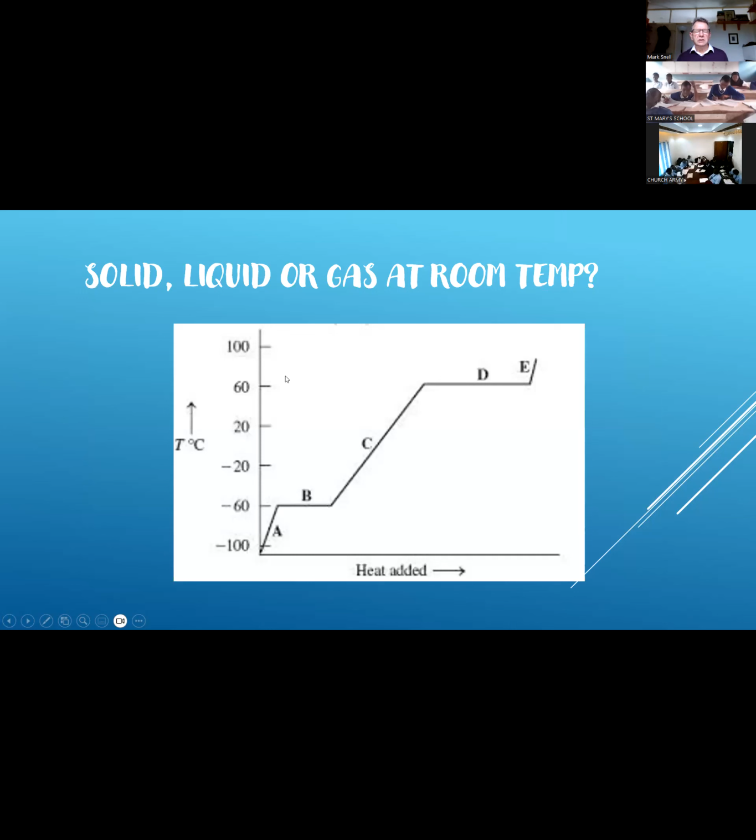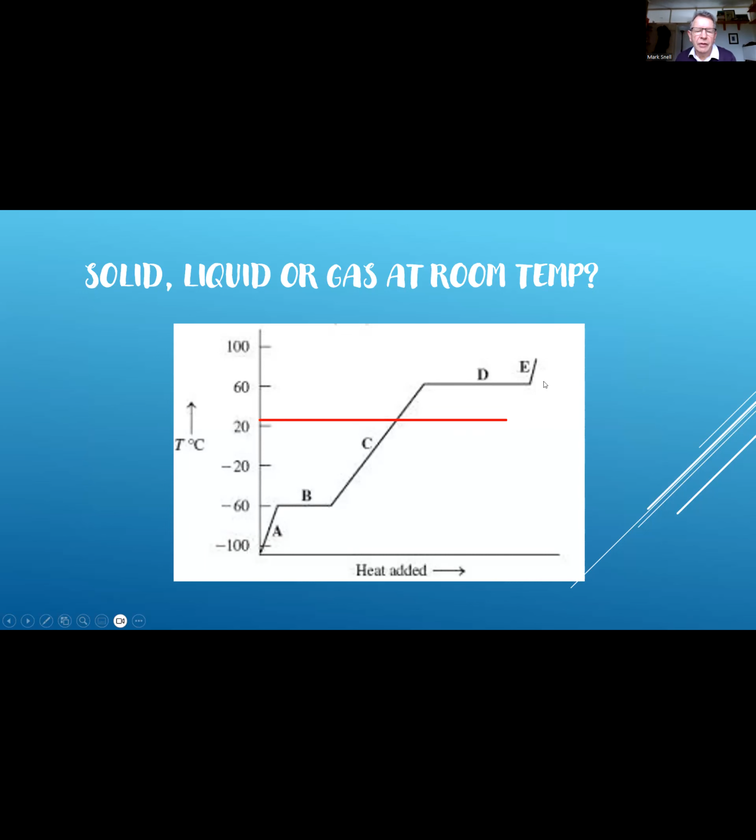Okay. So would this particular chemical be a solid, liquid, or gas at room temperature? For that, you need to know what room temperature is. And room temperature varies. But in a textbook, they normally say that room temperature is about 25. Now, often it will be hotter, but they say 25.